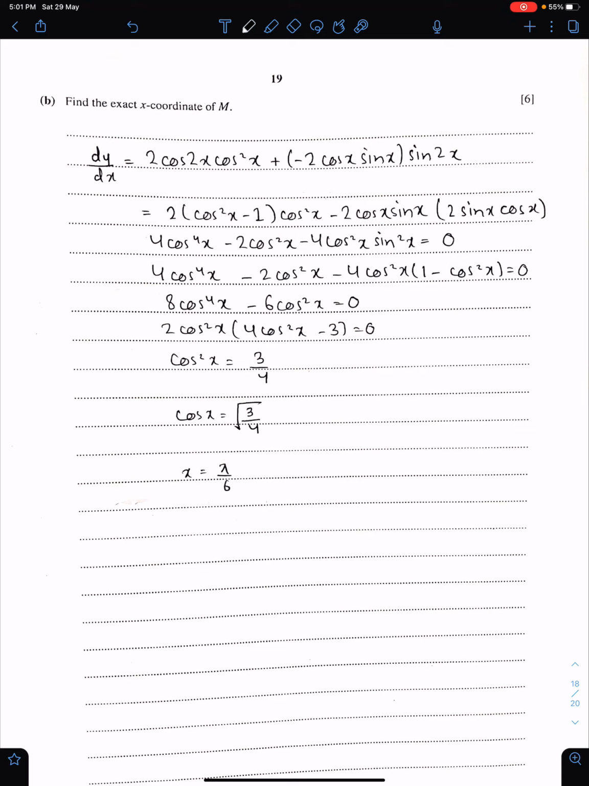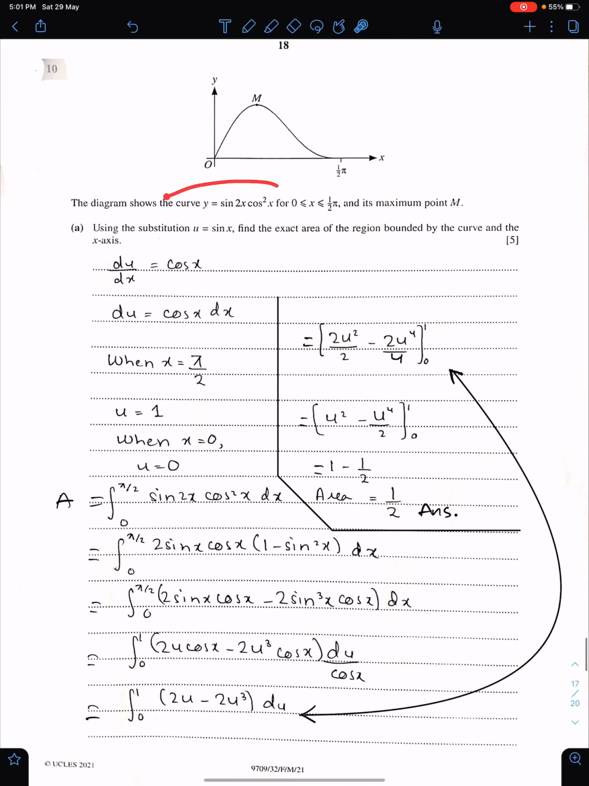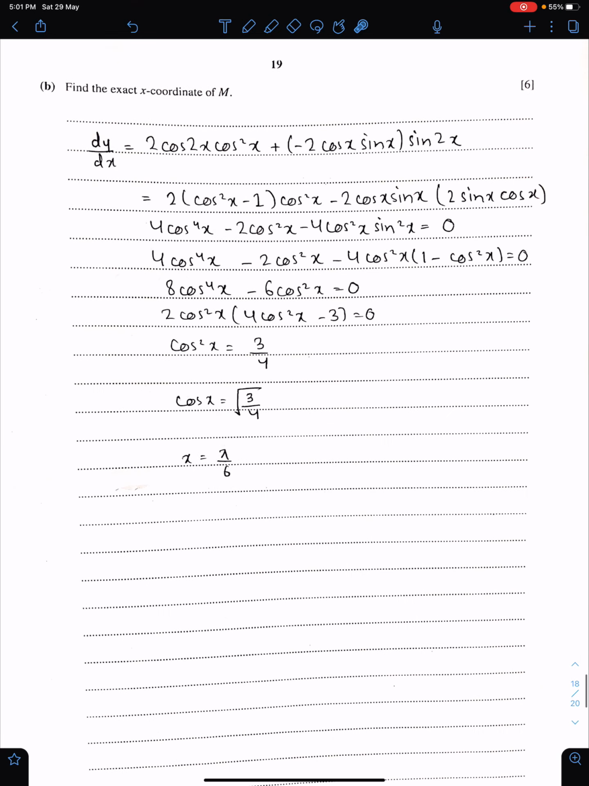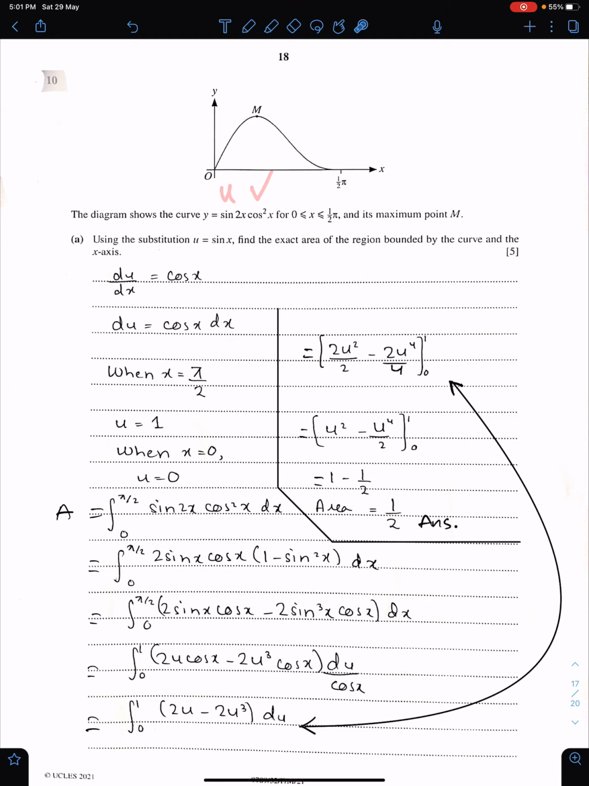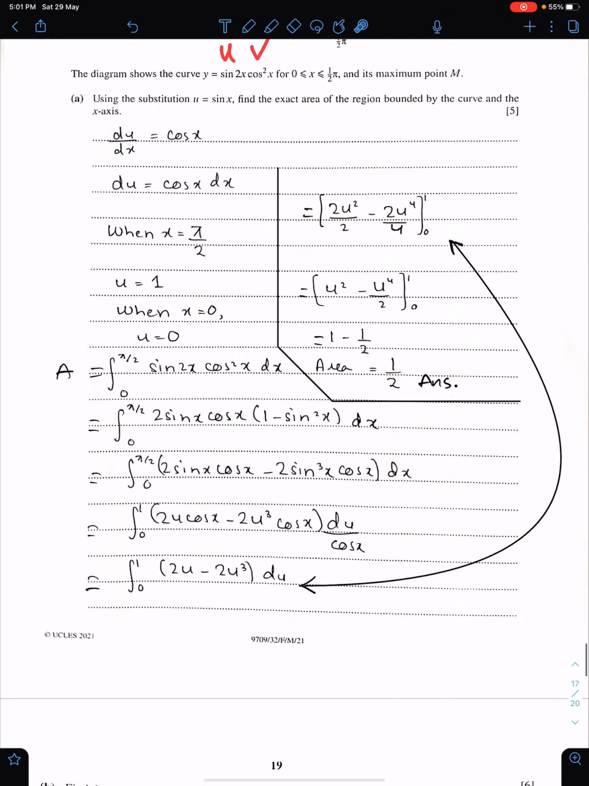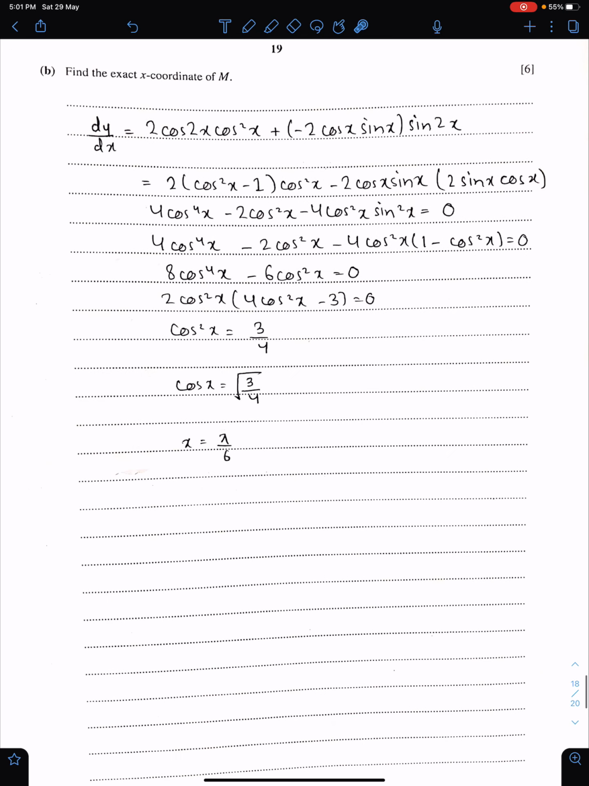Last part of this question, find the exact x coordinate of M. This is simple. You just need to differentiate this equation carefully and then equate the gradient to 0 for M, because M is the maximum point. So this is the differential form. We use the uv rule, u v prime plus v u prime. So by using the product rule, we have this differential form of that equation, and then we need to equate this equation to 0 because we are working for the x coordinate of the maximum point. You just need to solve this equation carefully.